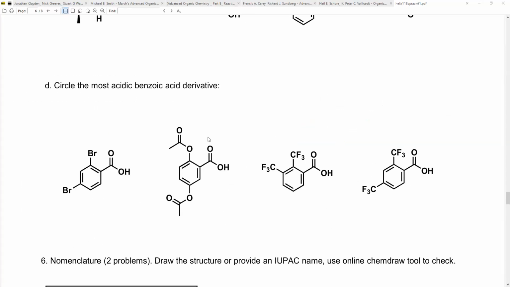But remember, EDG is worse than EWG. So get rid of any EDGs. We'll get rid of that because we're looking for most acidic. From there, we have bromides and CF3s.